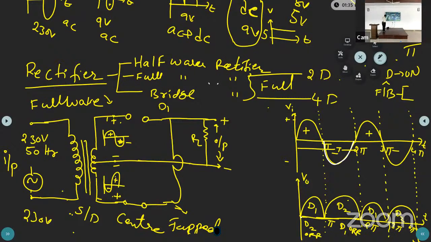Compared to the center tapped transformer, the diode cost is very, very less. That may be 1 rupee or 2 rupees. For the center tapped transformer, it is 200 to 500 rupees. If you go to the market and ask the diode rate, you will get it for only 2 to 5 rupees, but the transformer is 200 to 500. This is to reduce the cost, okay.